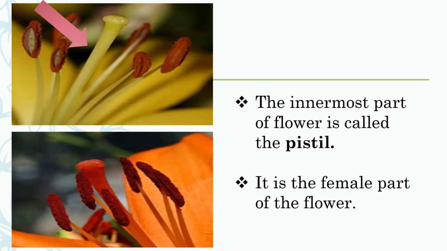Look at the stamens in these flowers. One tube is different from the rest. This tube is not a stamen. This is a pistil. The innermost part of a flower is called the pistil. It is the female part of the flower.